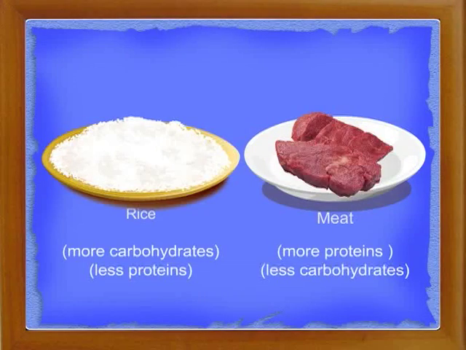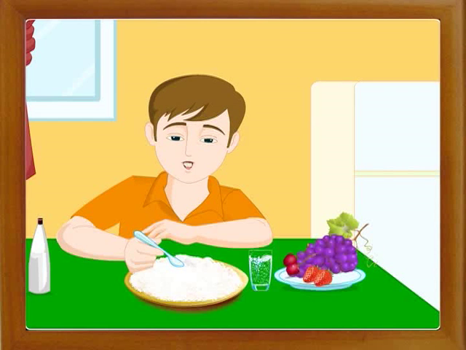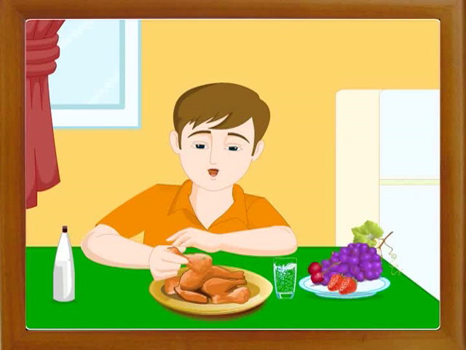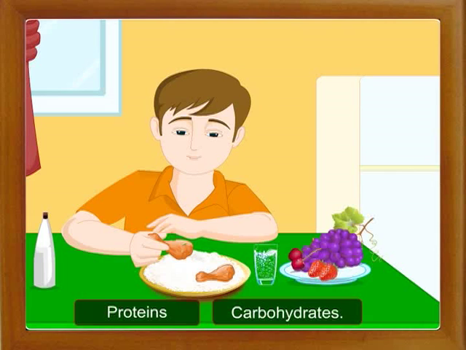What can you see here? Yes, rice that we eat has more carbohydrates than proteins, while meat has more proteins than carbohydrates. Thus, if we eat either meat or rice alone, we will be missing either proteins or carbohydrates. If we eat both, we will get both the nutrients.